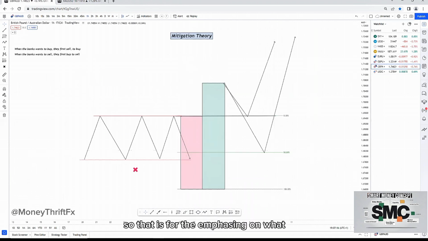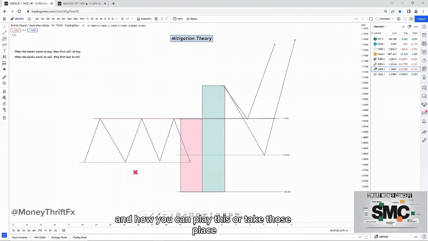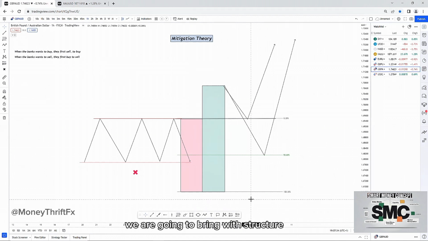So that is it for discussing institutional candles, mitigation candles, and how you can play those or take those plays when looking at the smart money concept. All right, no problems. At the end of everything, we are going to bring both structure, liquidity, everything, the SMC checklist, and we are going to run how we can use it to take a trade. And after that, you are good to go.